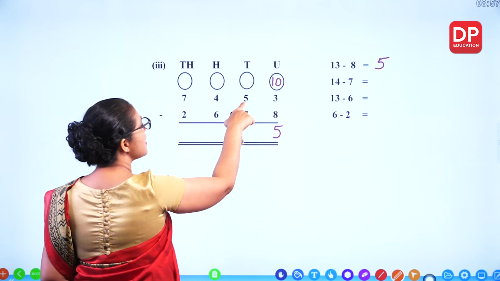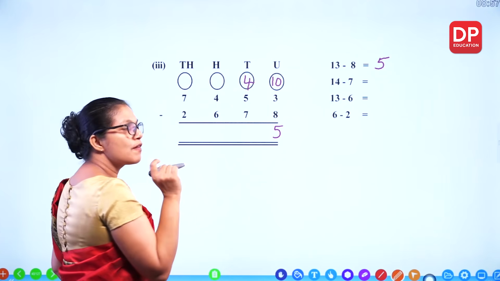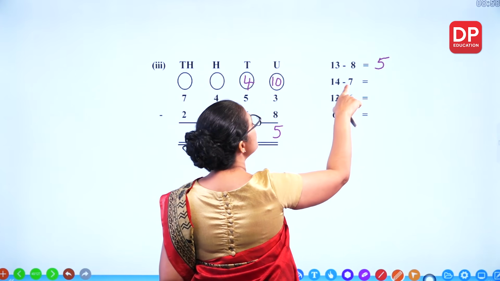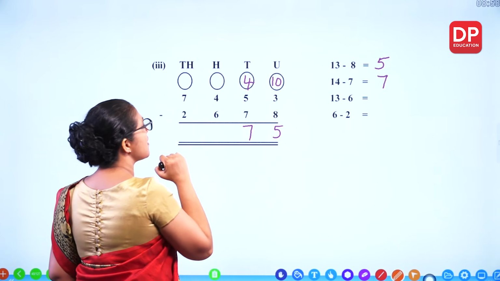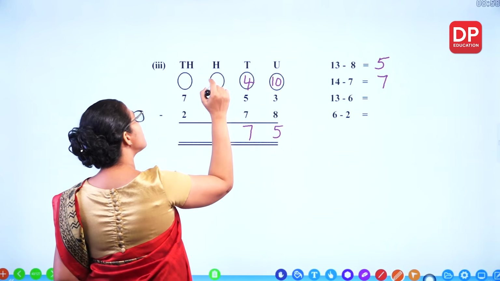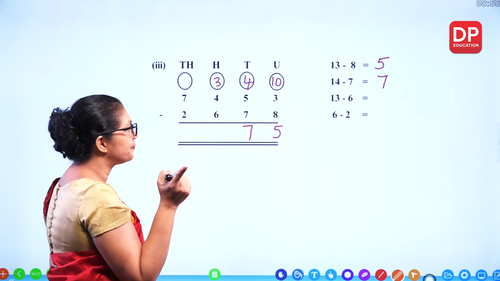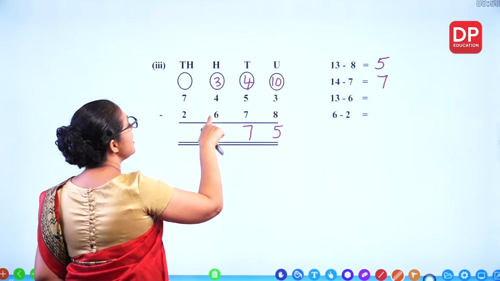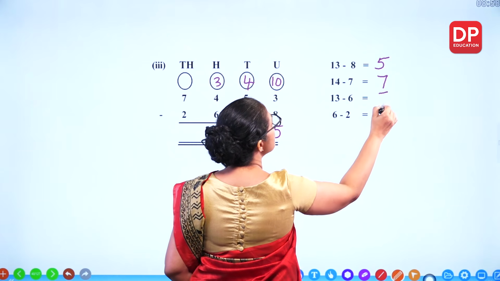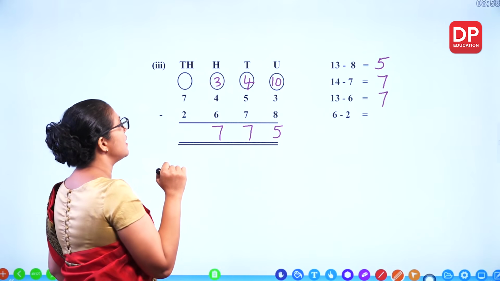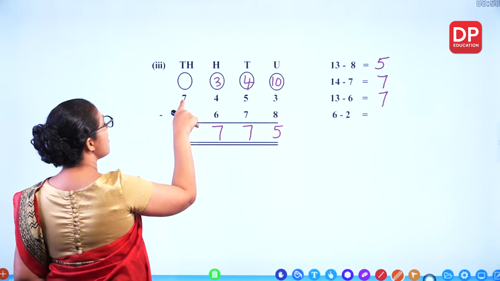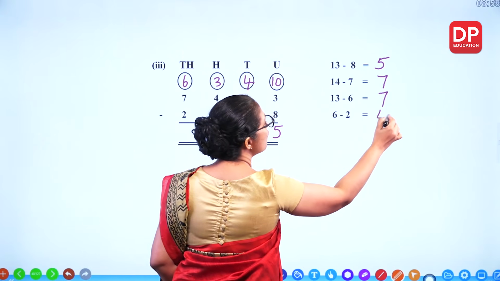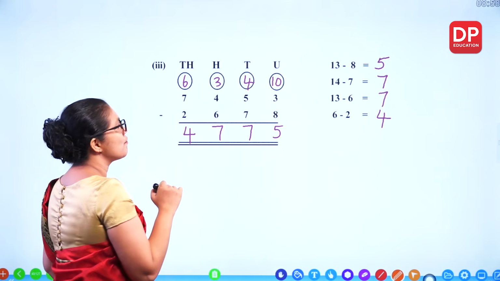Now, this number is 4 now, not 5. Now, 14, you have to take 1, so that becomes 14. 14 minus 7, that's 7 here. Now again, this is not 4, this is 3 now. Then take another 1 to this side, that means 13. 13 minus 6, you get 7. So 7 here. Now again, this is not 7, this is 6. 6 minus 2, you get 4. So this becomes 4.